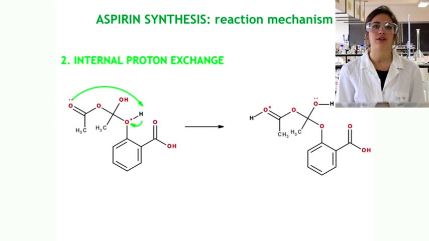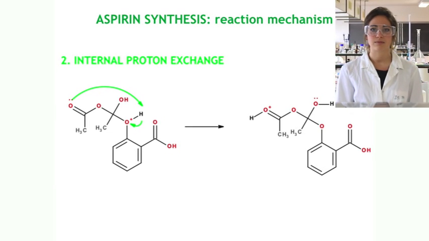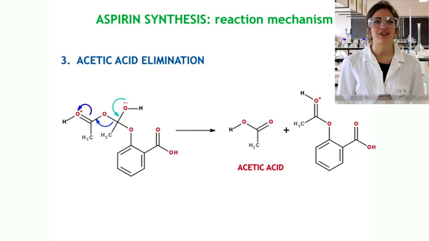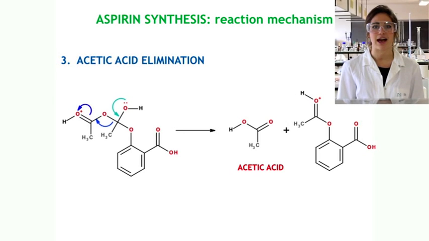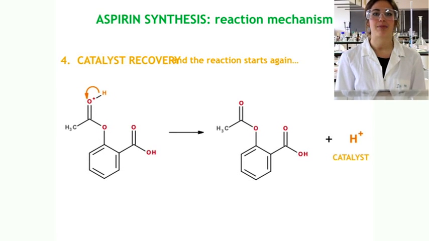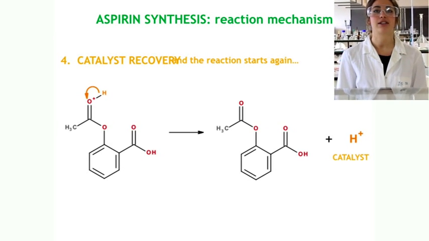Then the reaction undergoes several steps of proton exchange. The third step is the elimination reaction of a molecule of acetic acid. This process ends with the desired product. The catalyst is regenerated and another cycle is ready to start.